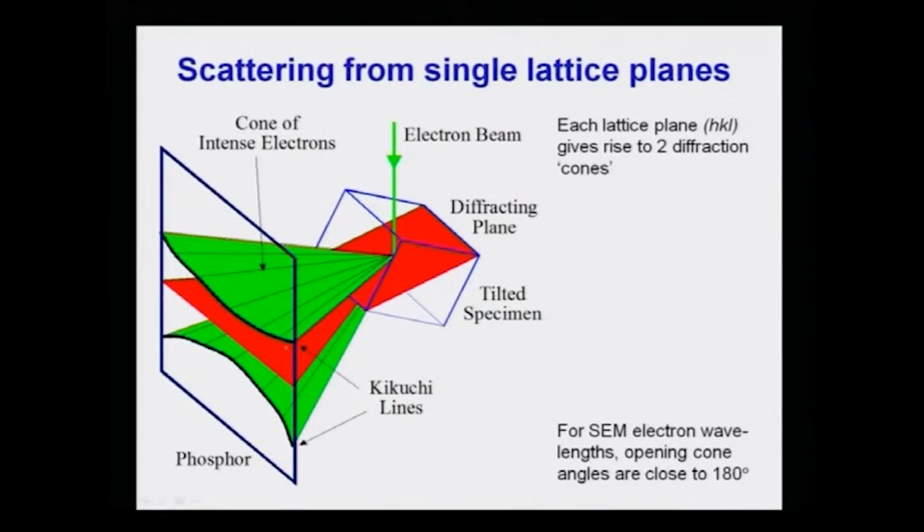For SEM, electron wavelengths are much larger than in TEM, and the opening cone angles are found to be close to 180 degrees. This cone angle has many times been found to be 180 degrees, very large, because the wavelength is even larger here. So, 2d sin theta equal to n lambda: if lambda is large, then theta will be large, because sin theta is proportional to lambda.